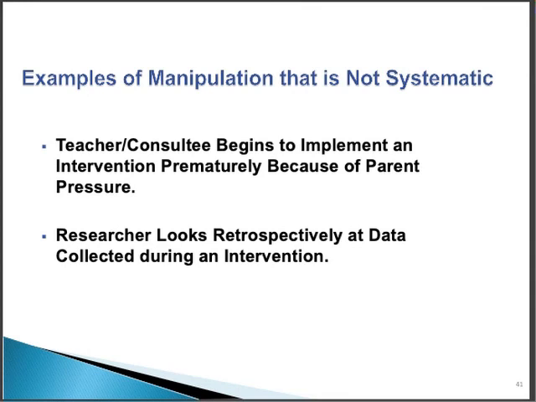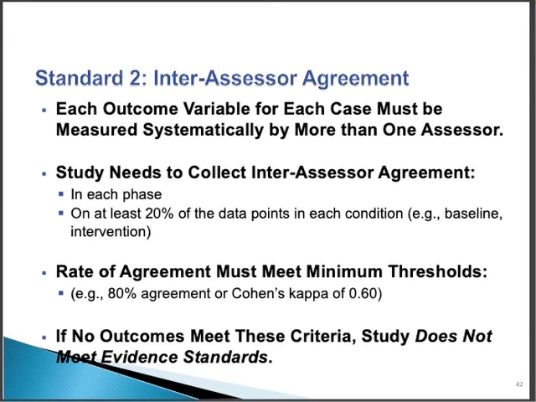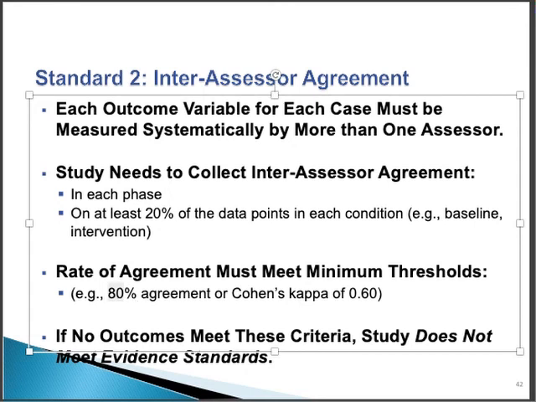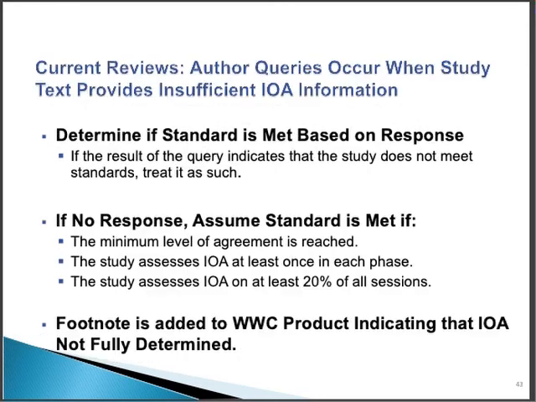Examples of manipulation that is not systematic: a teacher consultee begins to implement an intervention prematurely because of parent pressure, or the researcher looks retrospectively at data collected during an intervention. Standard 2, inter-assessor: each outcome variable for each case must be measured systematically by more than one assessor. The study needs to collect inter-assessor agreement or inter-observer agreement in each phase on at least 20% of the data points in each condition. The rate of agreement must meet minimum thresholds. For example, 80% is what we're looking at. Determine if the standard is met based on response.